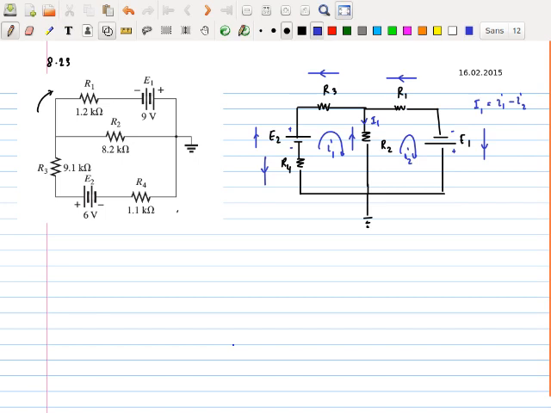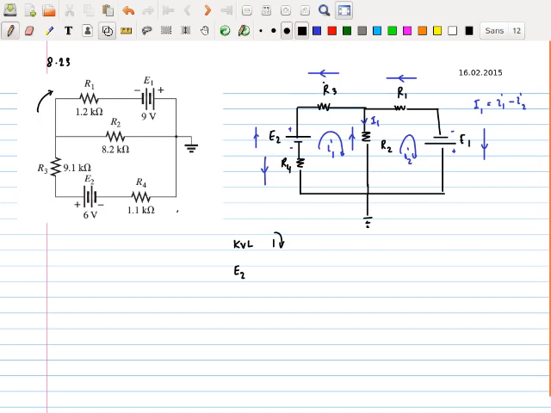Step number 4 is to apply Kirchhoff's voltage law. So immediately I will say Kirchhoff's voltage law applied to the first loop in the clockwise direction, indicating which direction is going to be positive. I apply it. So I start from here. Maybe I start from here. I have E2.